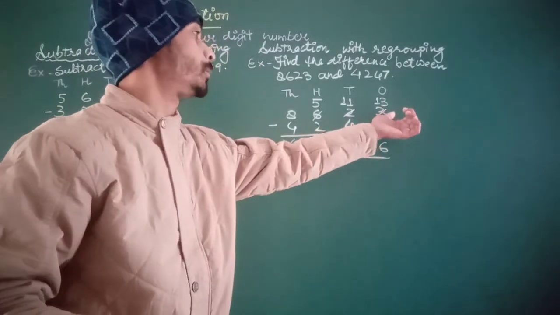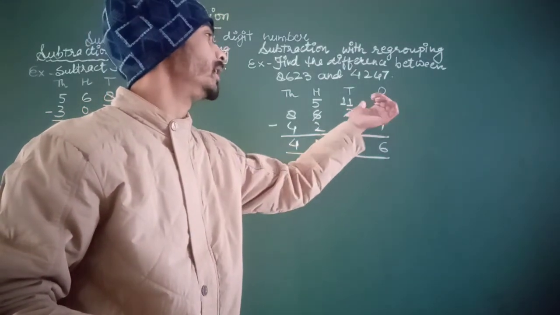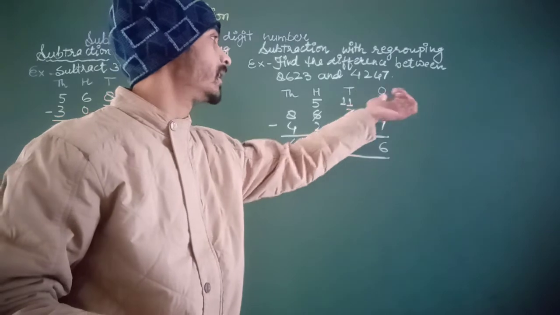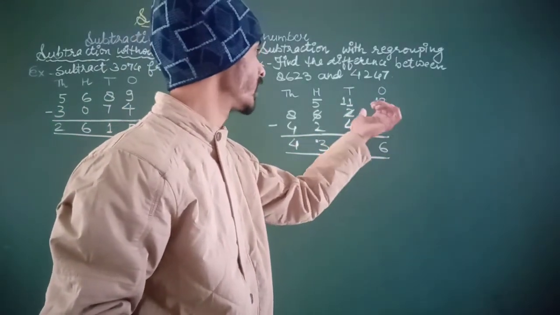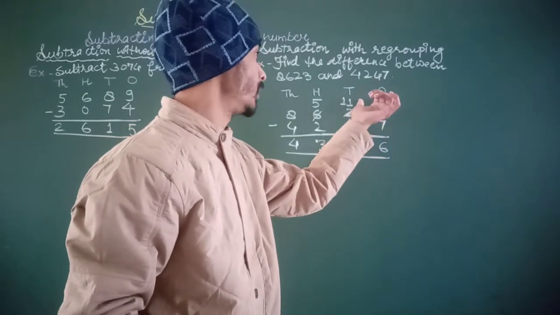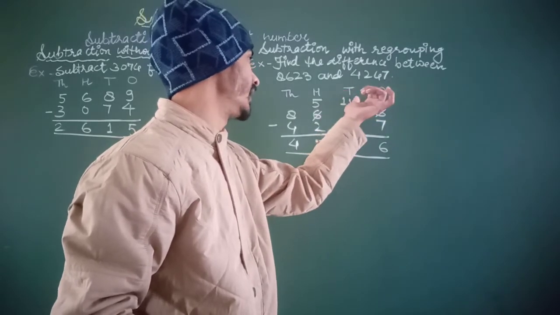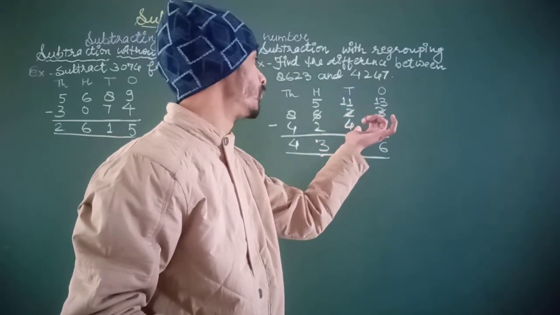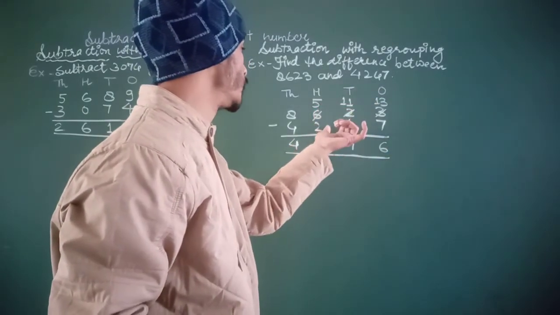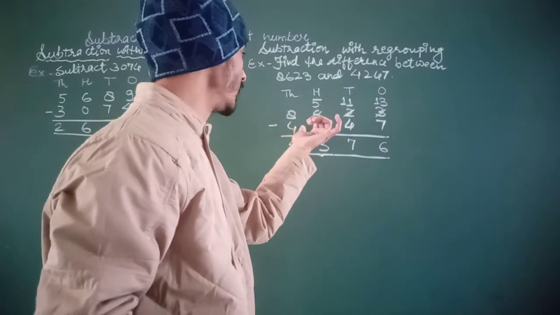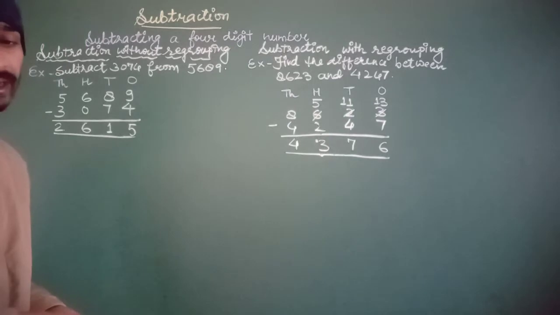Listen carefully how we have to solve it. 7 ones cannot be subtracted from 3 ones. So regroup 2 tens 3 ones into 1 ten and 13 ones. And now subtract 13 ones minus 7 ones, that is 6 ones. And here 4 tens cannot be subtracted from 1 ten. So regroup 6 hundreds 1 ten into 5 hundreds 11 tens. And now subtract 4 tens from 11 tens, that is 7 tens. And now 500 minus 200 is 300. And 8000 minus 4000 is 4000. That is, the answer is 4376.